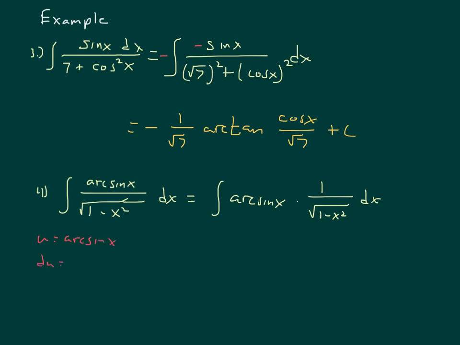Du then is going to be 1 over the square root of 1 minus x squared dx. And so you see this integral now has become, with just a simple u substitution, the integral of u du, which comes out to equal 1/2 of u squared plus c, or equal to 1/2 times the arcsine of x, that thing squared, plus c.